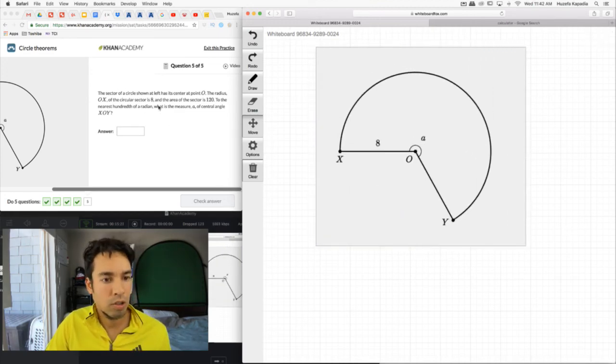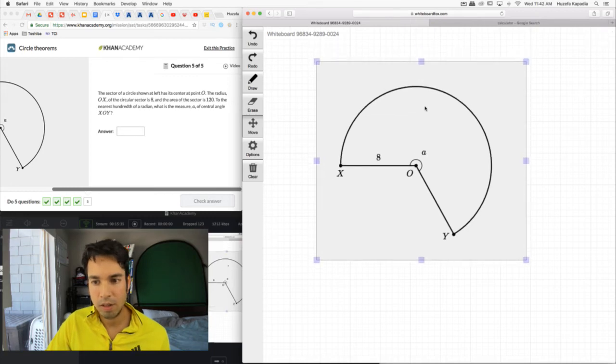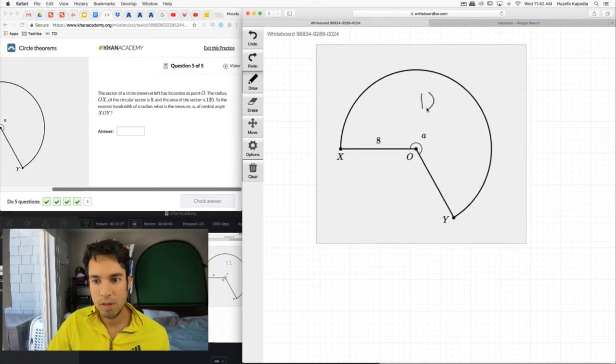The sector of a circle shown at left has its center at point O. The radius of OX is 8, and the area of this entire sector is 120. To the nearest hundredth of a radian, what is the measure of A? What is the measure A of central angle XOY? So we need this angle.